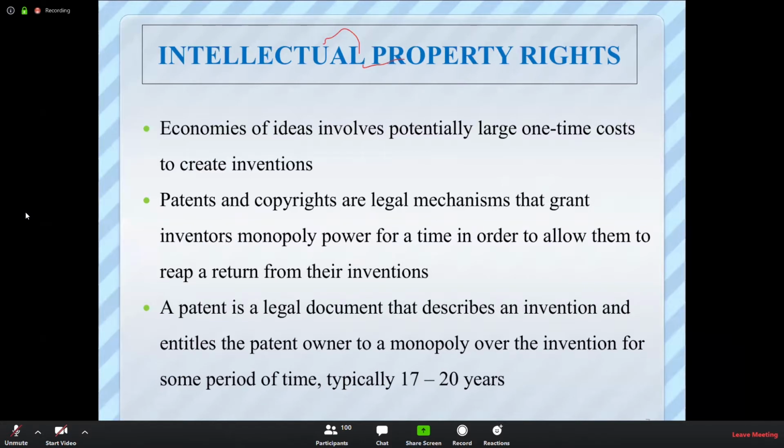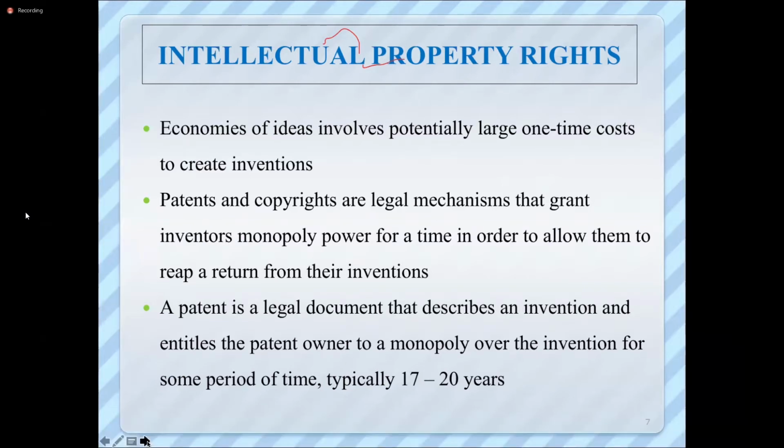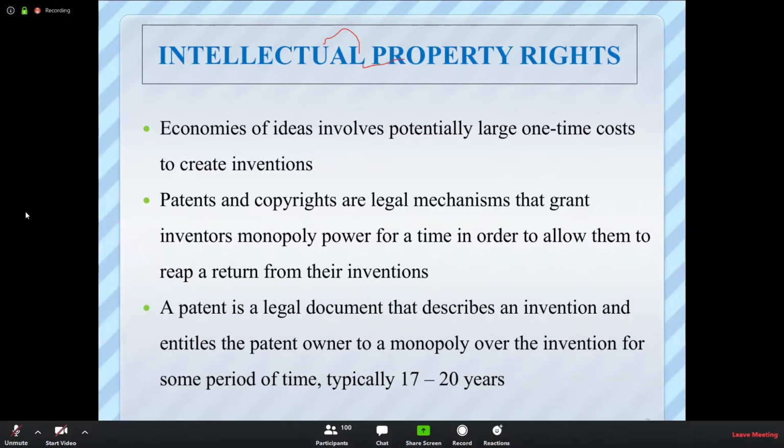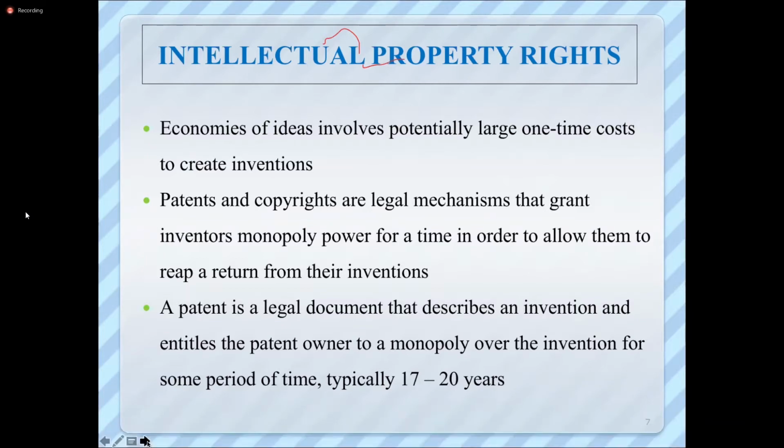The economics of ideas involves potentially a large one-time cost to create inventions. For example, coming up with a medicine that cures COVID, right? The one-time cost is very, very high. Patents and copyrights are legal mechanisms that grant inventors protection. So once the doctor has invented this invention, he has come up with a cure, then it will be patented. The typical patent period is about 17 to 20 years, up to 30 years, after which everyone is able to use the product.